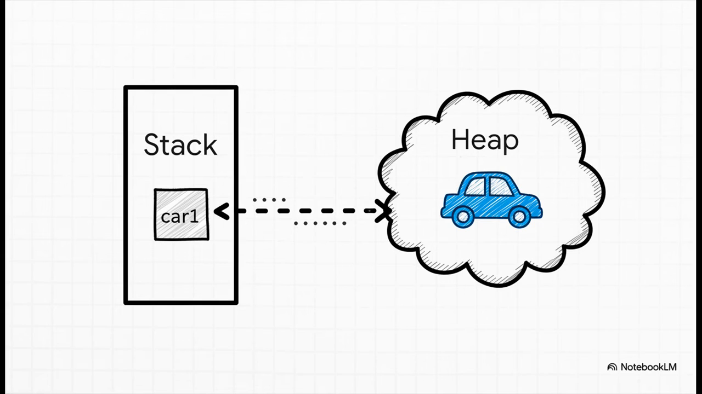First, it goes to the heap, our big warehouse, and it builds the actual car object. There it is, with its blue color. Then, back on the stack, our quick sticky note area, it creates the variable named car1. But here's the key. Car1 doesn't actually hold the car. No. It just holds the memory address, a pointer, or a reference to where the car is located in the heap. Think of it like a claim ticket for the car in the warehouse.